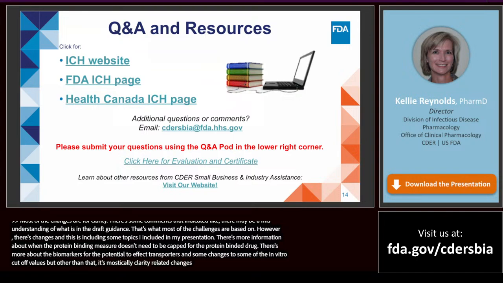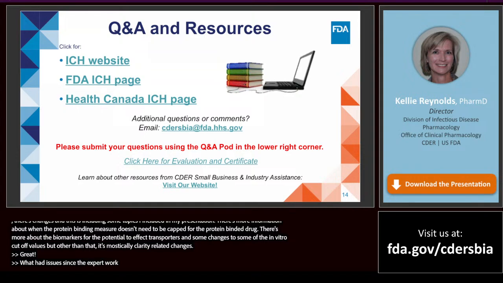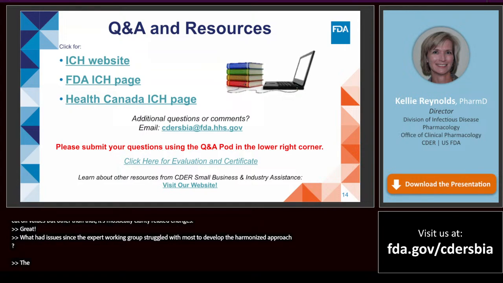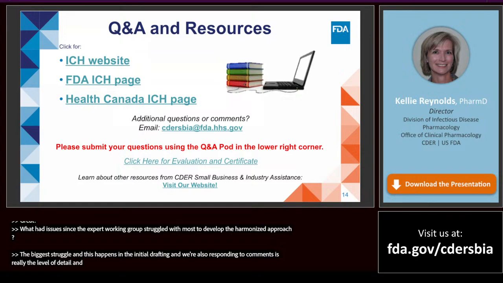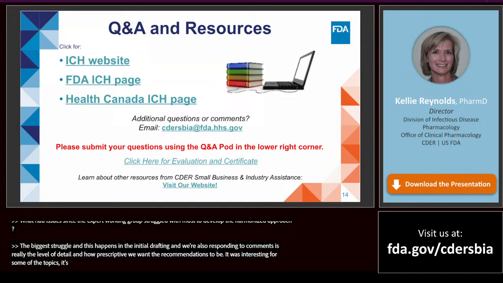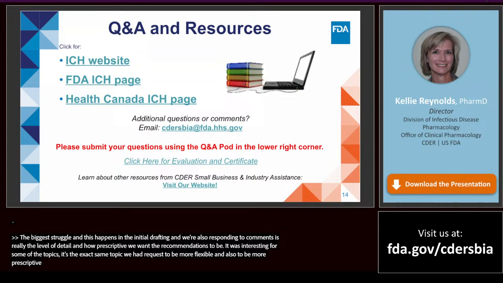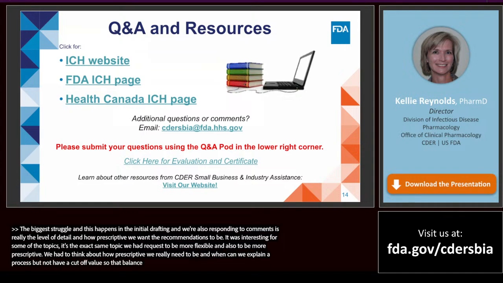Great. What issues has the expert working group struggled with most to develop a harmonized approach? I think the biggest struggle, and this happened during the initial drafting, and also when we were responding to comments, was really the level of detail and how prescriptive we wanted the recommendations to be. It was interesting that for some of the topics, when we were looking at the public comments, for the exact same topic, we had requests to be more flexible and also to be more prescriptive. And so we had to think about how prescriptive we really need to be, and when we could just explain a process but not have cutoff values. So that balance was probably the biggest struggle.